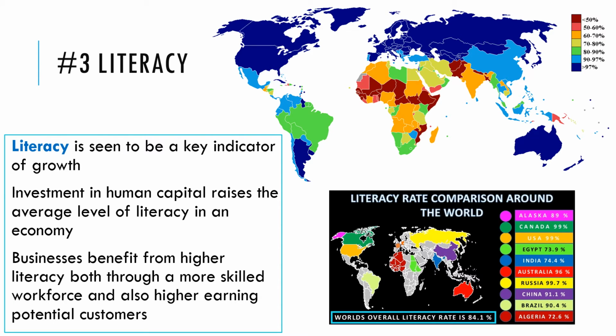Again, on the right hand side here, we have some comparisons of literacy rates around the world. And again, the correlation between GDP per capita and literacy is fairly strong. Again, North America and Europe tend to have the highest literacy rates, and then sub-Saharan Africa and Central Africa tend to have the lowest.